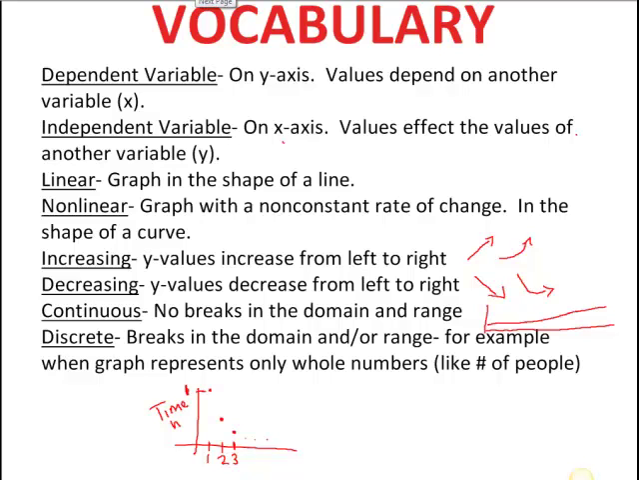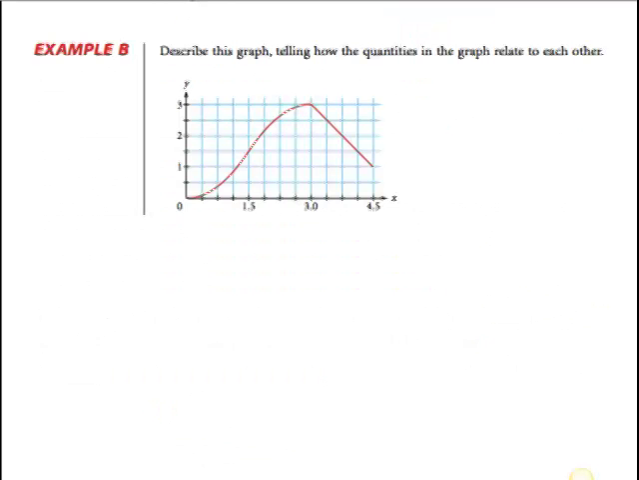So that's our vocabulary. Let's go ahead and look at an example here. We are asked to describe this graph, telling how the quantities in the graph relate to each other. So we can do that in a couple different ways. First of all, let's try to use some of our vocabulary from before. I noticed that we increase and that we decrease. So we're doing both of those things here.